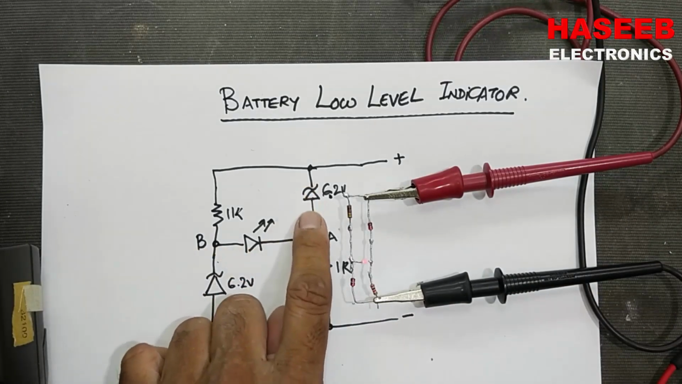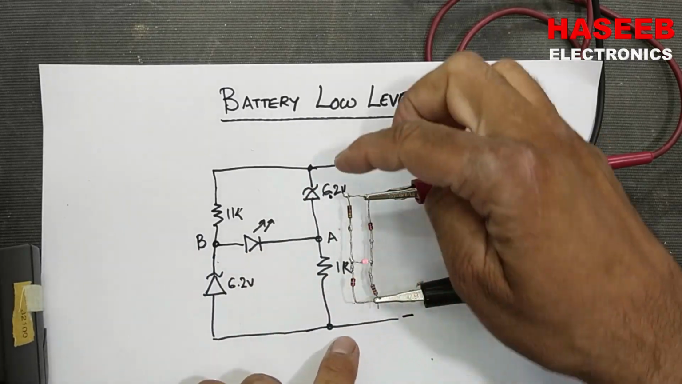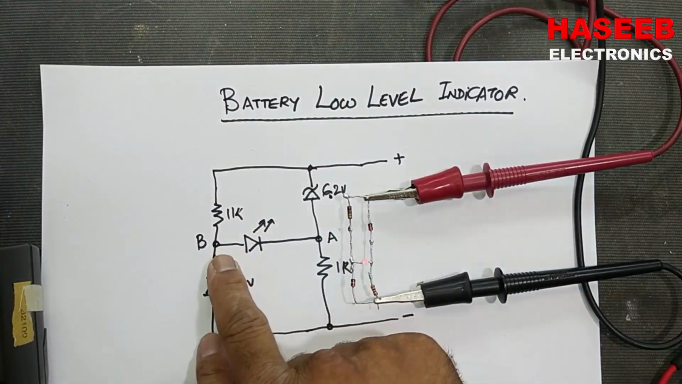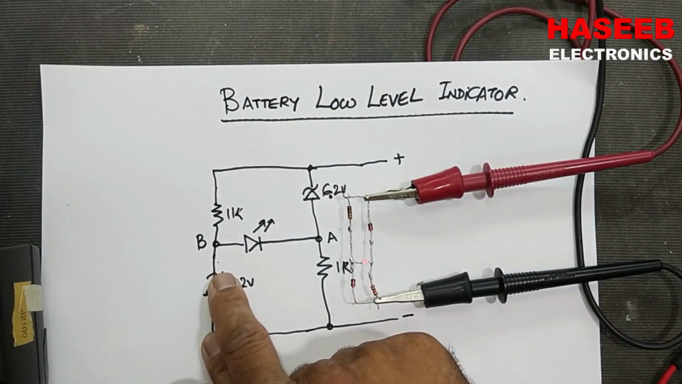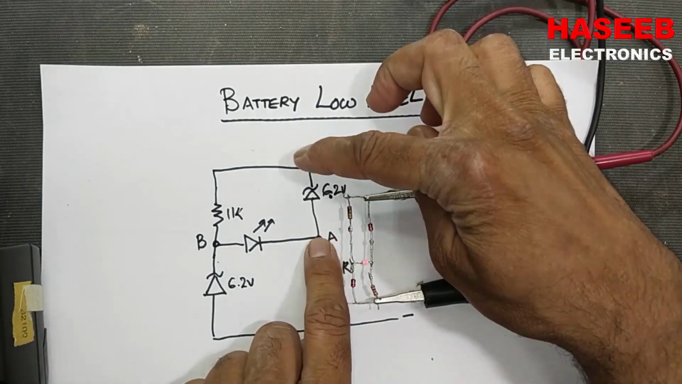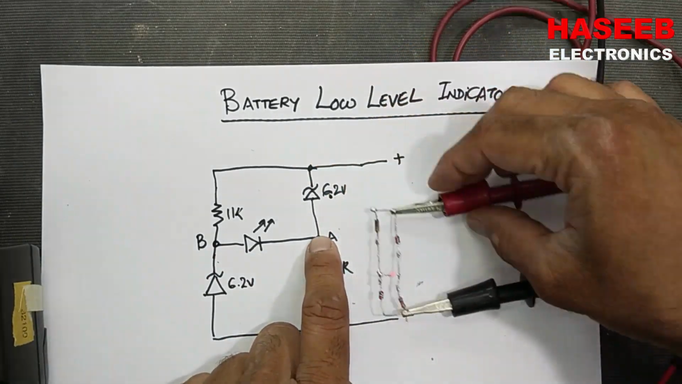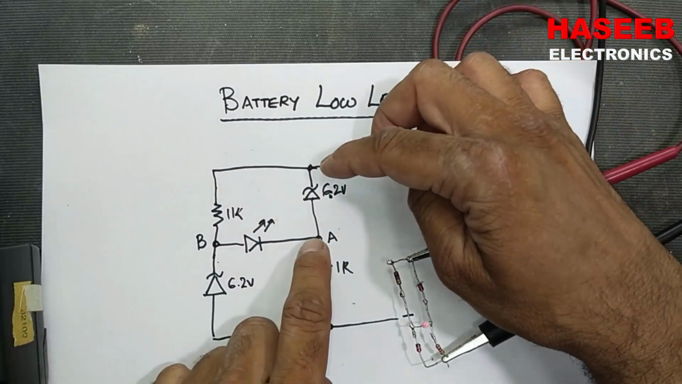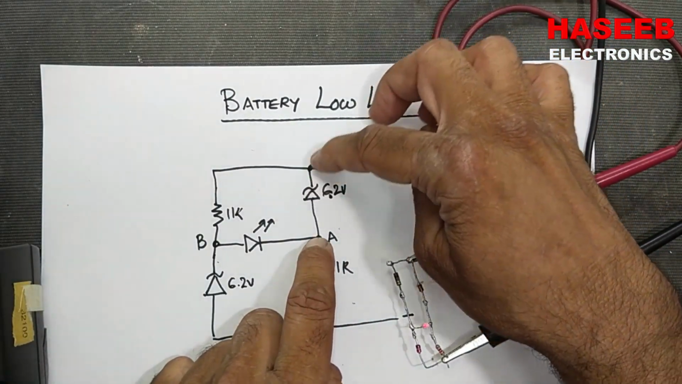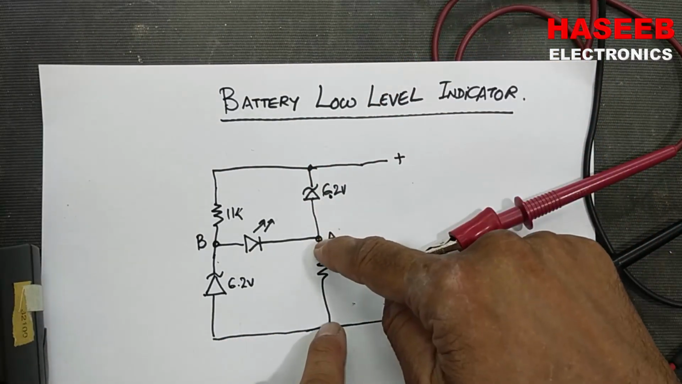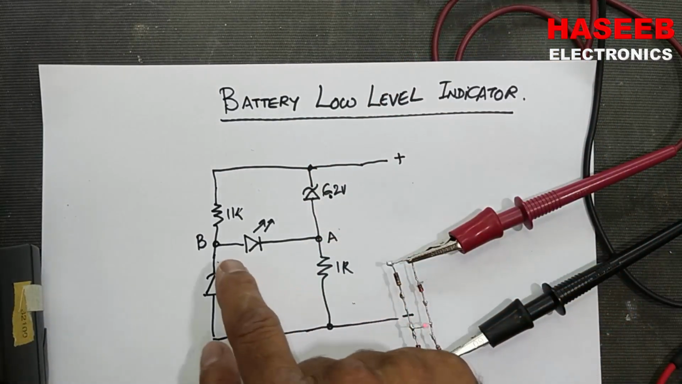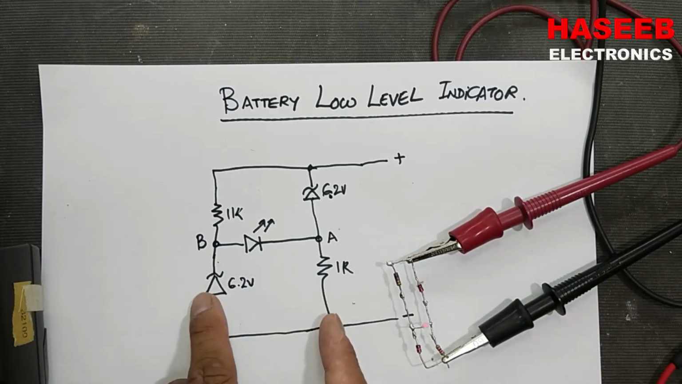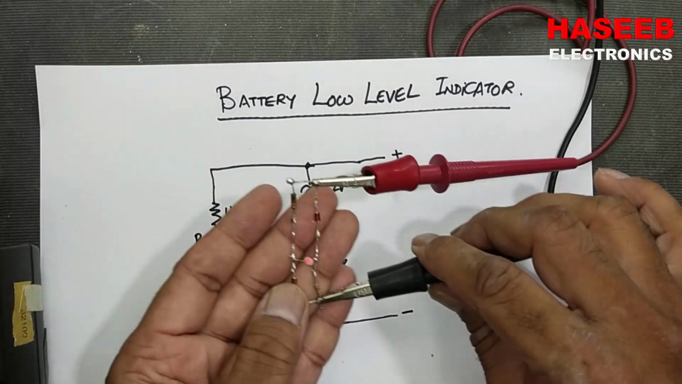When the voltage is less than 10.5 volts, 6.2 volts will drop here and 6.2 volts will drop here. From 10.5 volts, we can say 10 volts, 6.2 volts will drop here, and the remaining 3.8 volts here, 3.8 and 6.1. So this difference will turn on this LED.